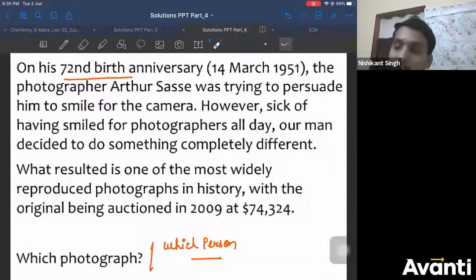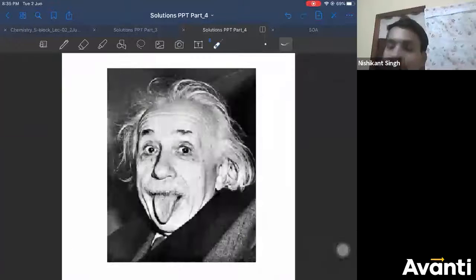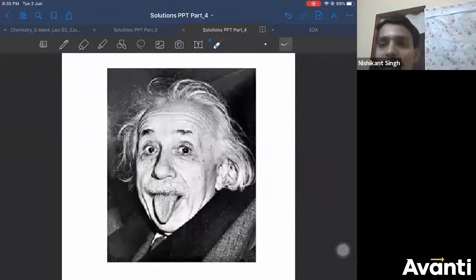So yes, many of you have got it correct. That's pretty cool. We are talking about this photograph of Einstein. It's a very famous photograph. Whenever you talk about Einstein, you get this picture in your mind, right? He was so frustrated by giving a lot of poses that he posed like this, and this picture became a memorial pic of Albert Einstein, right? Yeah, that's a pretty interesting fact.